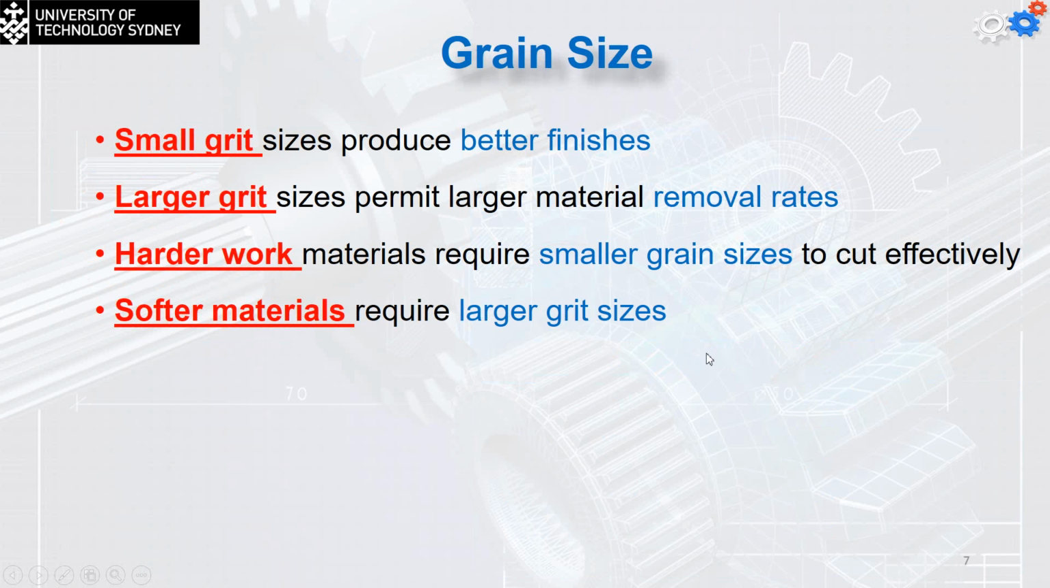For the grain size, a small grit is going to produce a better finish, and that's something, as we said once again, for sandpaper. If I have a larger grit, the size permits a larger material removal rate. So if I want to take it closer to the dimension, I have to start with a larger grit, remove the material at a higher rate, then do the super finishing using the small grits. Harder work materials require smaller grain sizes to cut effectively, while softer materials require larger grit sizes to remove the material at a higher rate.